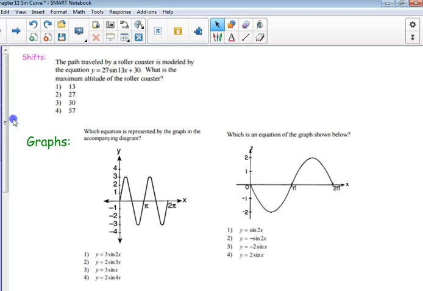I want you to stop and think about it for a second. Don't yell it out. Just think about it. There's a little bit extra stuff going on with your equation, which will impact things.